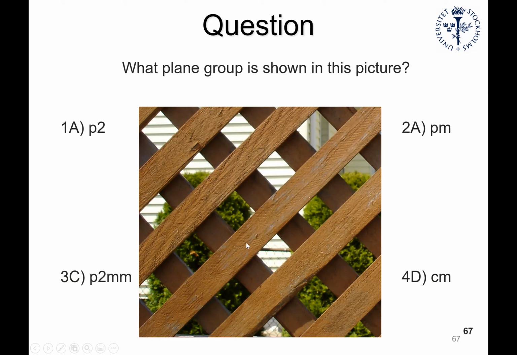But keep in mind, there is like this plank in front that kind of blocks the one in the back. Yeah, I want you to think about what plane group is shown in this picture if you ignore the background. So I'll give you a minute to maybe think about this. And if anyone has an answer, please speak up or mention it in the chat.